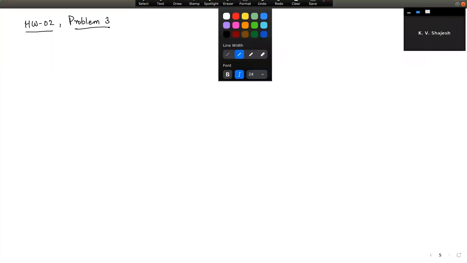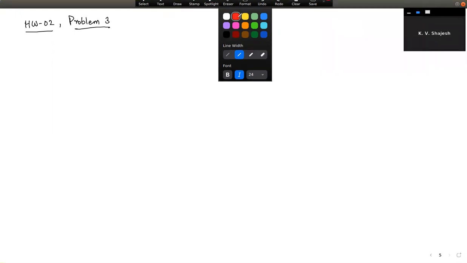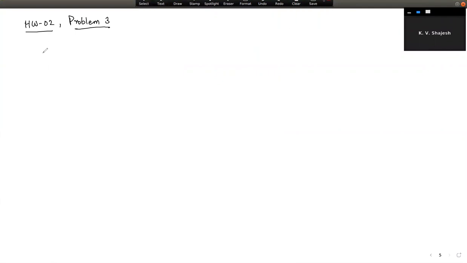This is problem 3 in homework 2. Here we're given the velocity as a function of time, and we're not given the specific numbers, so we have variables. So this is v naught plus a naught t plus half b naught t squared, right? So that's the information given.